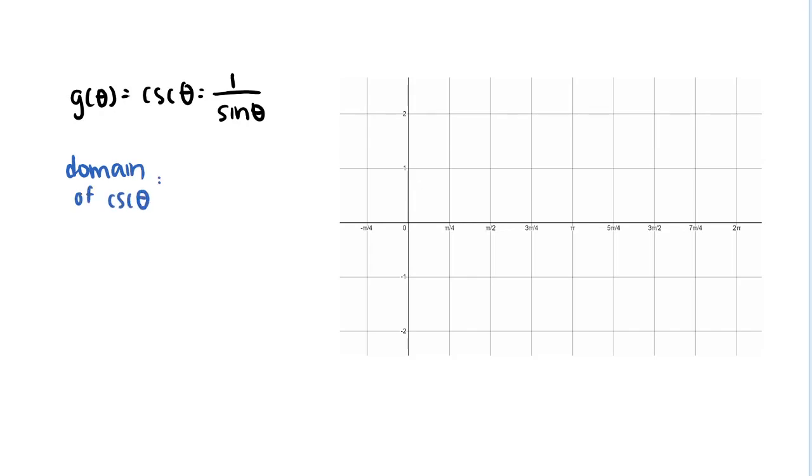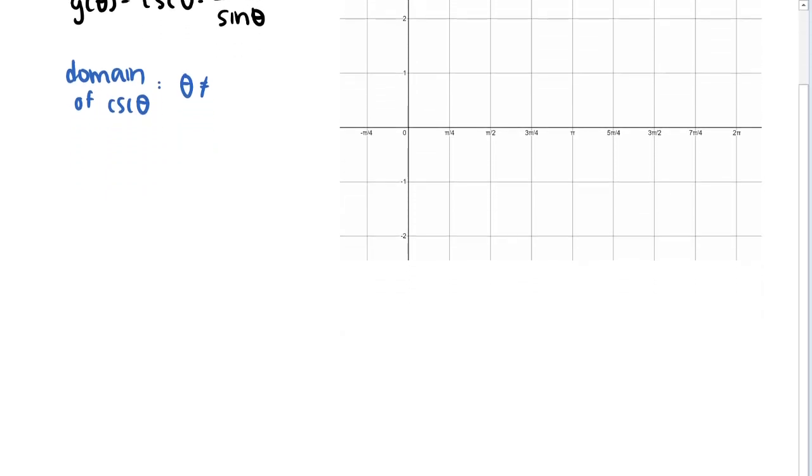Okay, so let's go ahead and apply our same reasoning to our cosecant function. So here, if I have g of theta is equal to cosecant of theta, this is the same as 1 over sine of theta. And so the domain of cosecant of theta is all the values of theta except for the ones that lead to sine of theta being 0, right? For us to get division by 0 that we want to exclude. And so when is sine of theta equal to 0? What are the values that we want to remove from the domain here?